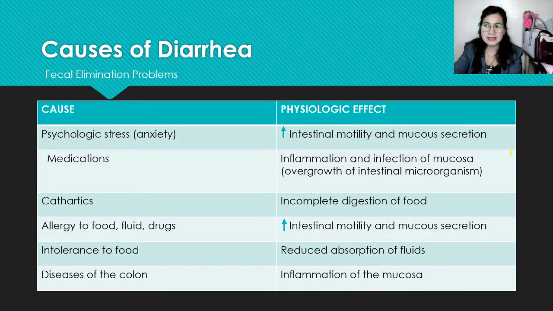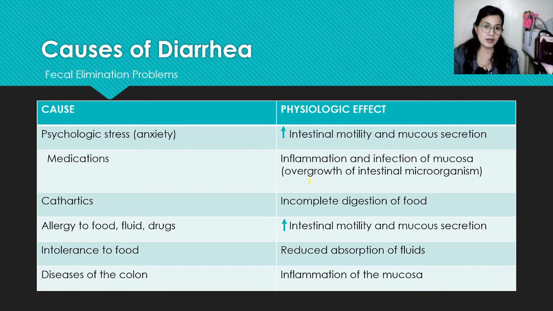So, what's causing diarrhea? Psychological stress or anxiety increases intestinal motility and mucus secretion. Other causes are medications, inflammation and infection of the mucosa like overgrowth of intestinal microorganisms, cathartics, and incomplete digestion of food. Allergy to food, fluid, or drugs can also increase intestinal motility and mucus secretion.